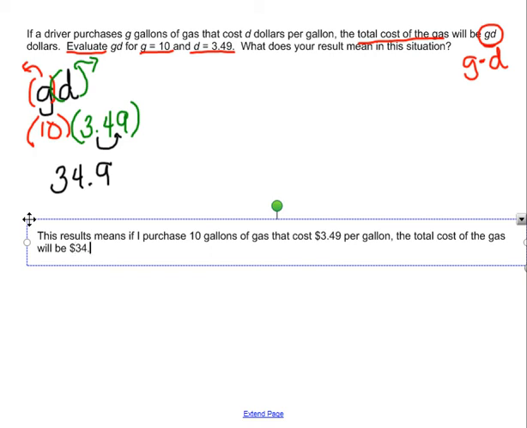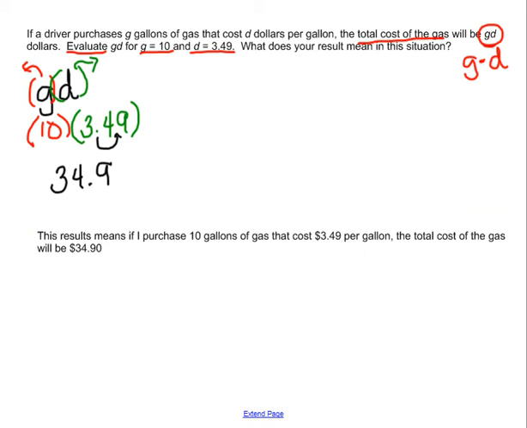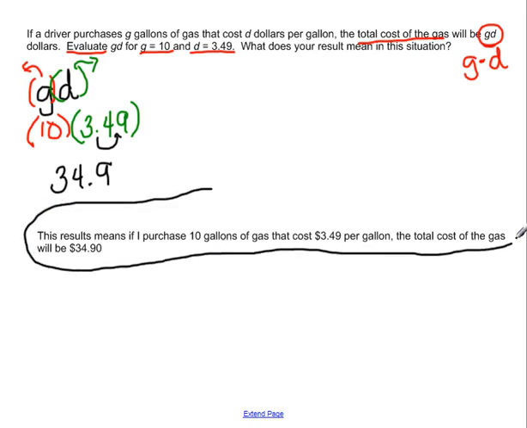And remember, this is money. And when we write money, we don't just write 34.9, right? We have to put 2 decimal places because with money we go out to the nearest cent. So $34.90. This is where we really have to pay attention to what our answer means. I don't want to just write down 34.9. That doesn't make sense in terms of money. We want to be sure that our answer makes sense in the context of the problem that we were given. And so this is how we would respond to that last part of the question. What does your result mean? Be sure to give all the information clearly.